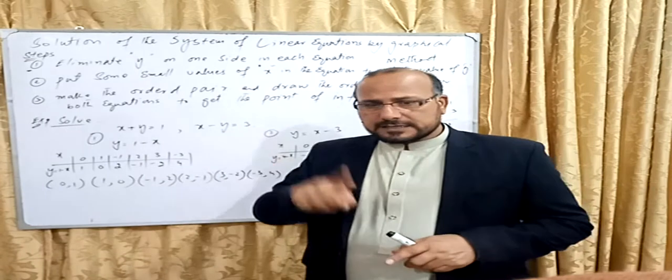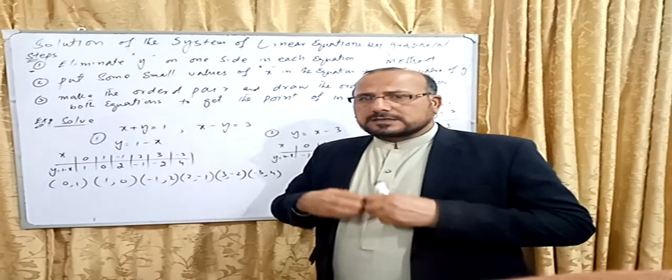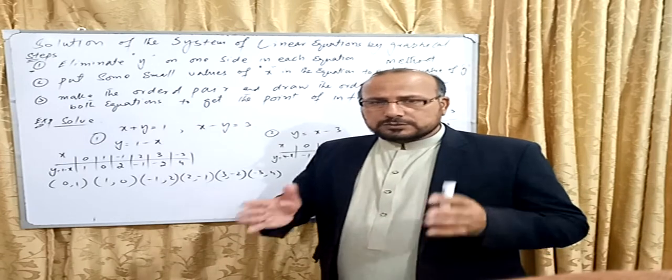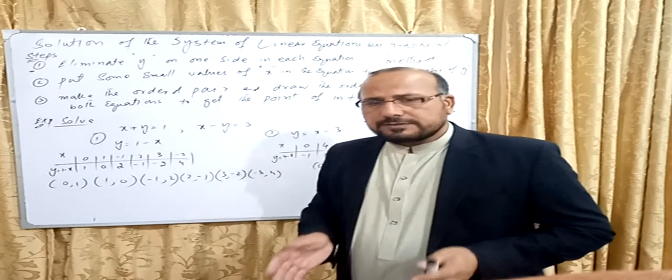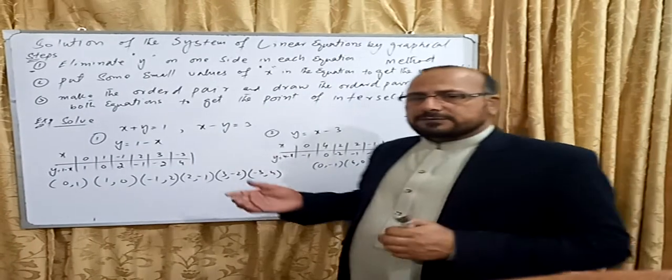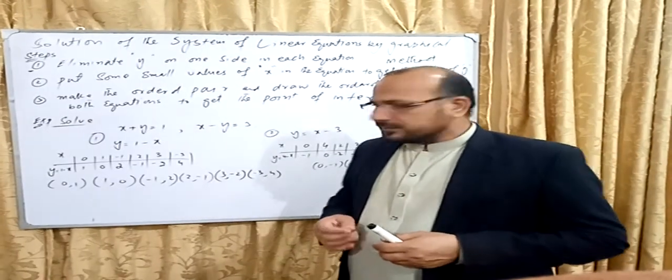First, we will have a single point of intersection, which means one solution. Second, we will have no solution if the lines are parallel, so they will not intersect each other. And the third one is that if we have the same line, we will have infinite solutions.